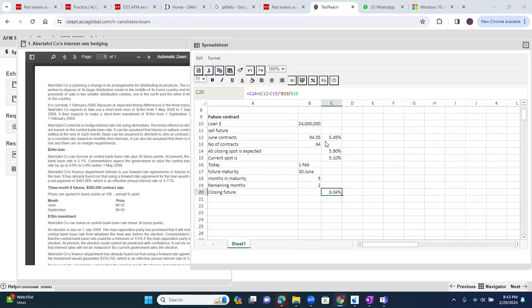Okay. You can also do in inverse form. Let me tell you that as well. Okay. Today you have chosen 94.55. Closing spot is 5.9. In terms of inverse number, this would be 94.1. You can remove the percentage. 94.1.